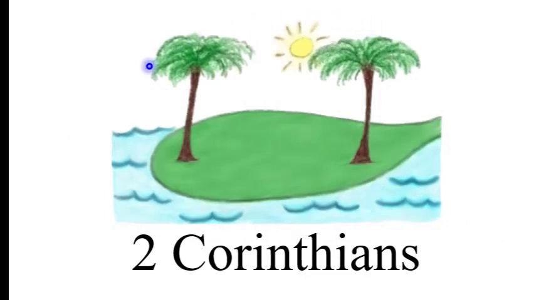Like 1 Corinthians, a paradise scene is also used for 2 Corinthians, because Paul was caught up into paradise in 2 Corinthians. A sun is drawn in 2 Corinthians because we think of paradise being sunny, and because there are familiar verses in 2 Corinthians which mention light, shine, and glory.